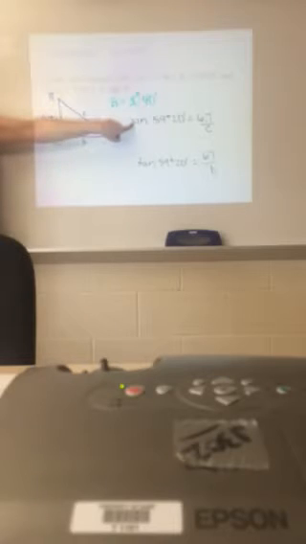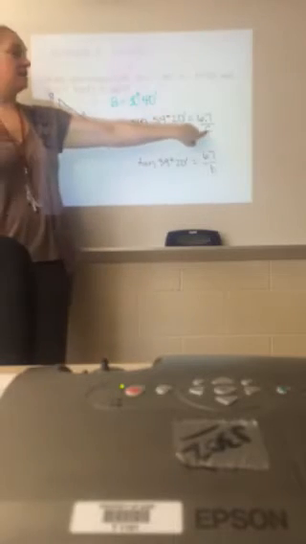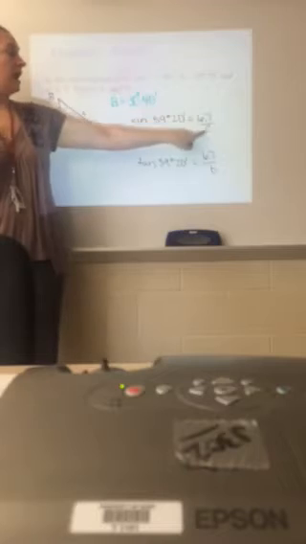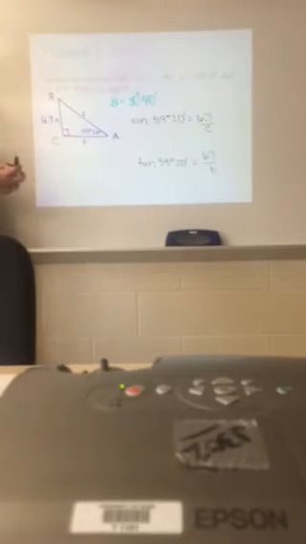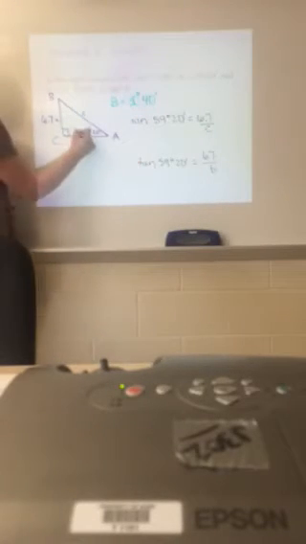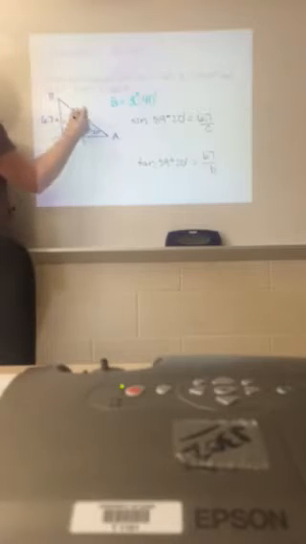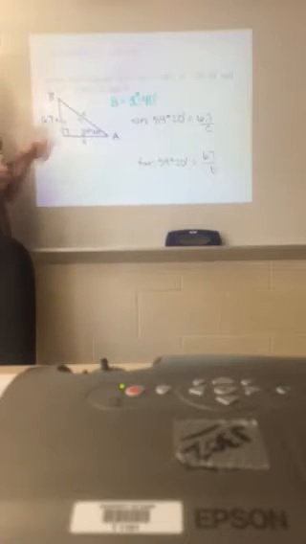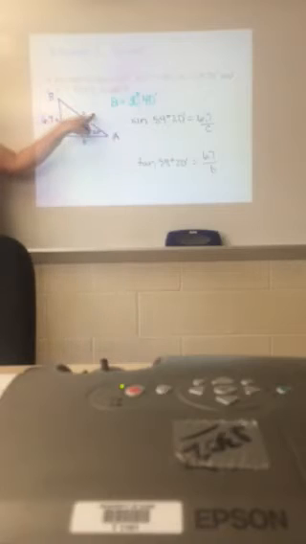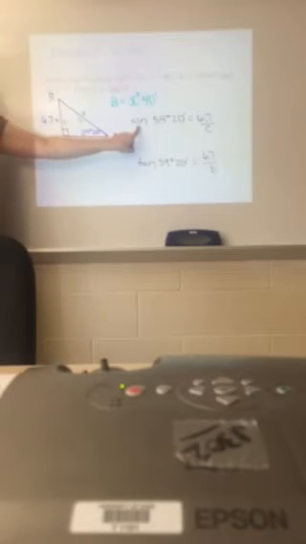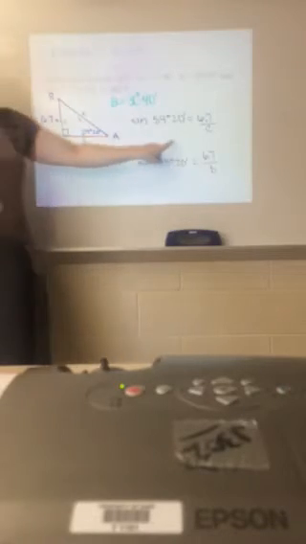Then we're going to set up an equation to solve for side C. Again, we're going to use the given information. This is going to be my adjacent side, opposite side, and hypotenuse. In the order that we were given, the opposite side, to solve for the hypotenuse, we're going to use sine to set up our equation.